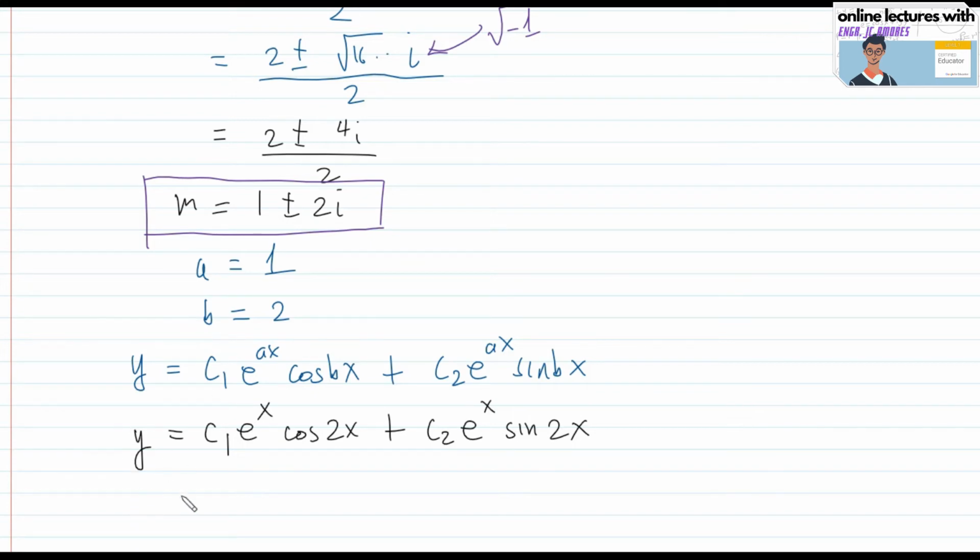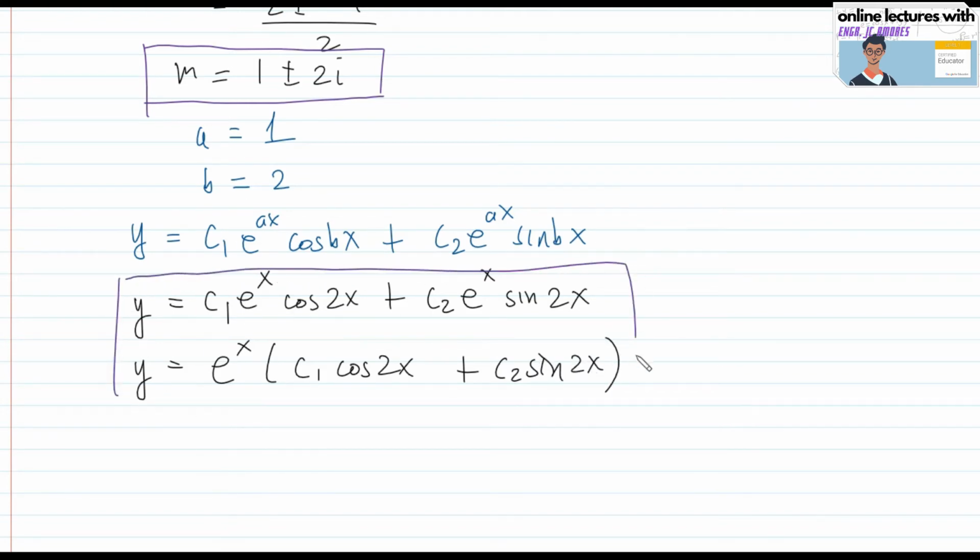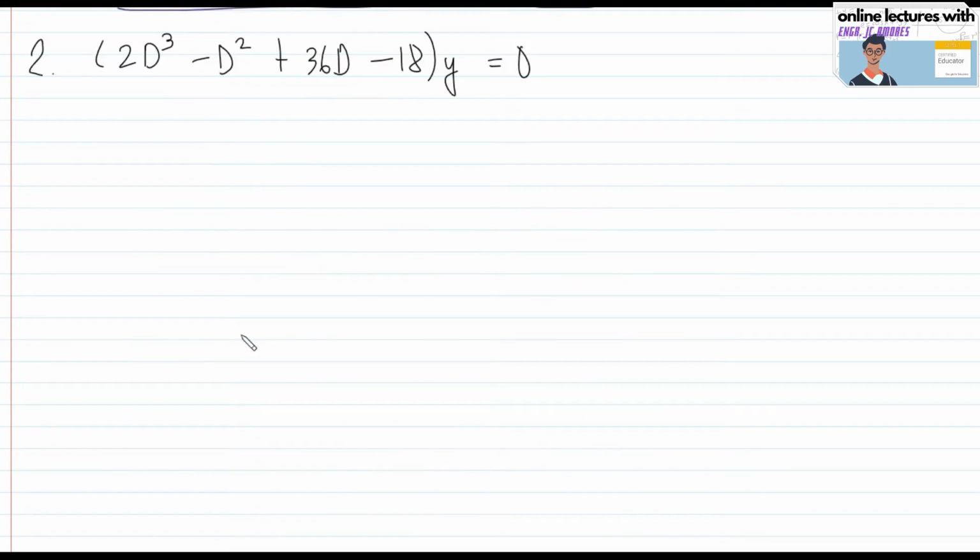Actually, your final answer could also be factored if you factor out e raised to x. So that would be e raised to x times c1 cosine 2x plus c2 sine 2x. So I will accept both of these answers. Let's go to the next problem.